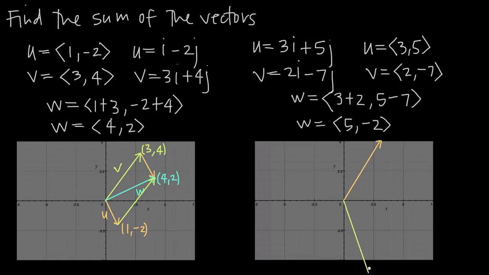And then if we wanted to sketch the sum of the two vectors w, we would say w is 5, negative 2, so we would start at the origin, we would come out to 5, and then we would go down to negative 2, and the vector would look something like that. And this would be w here, so we could call this w, we could call this u, and we could call this v. And you could see that w looks like it could be the sum of u and v. So that's how you find the sum of two vectors.